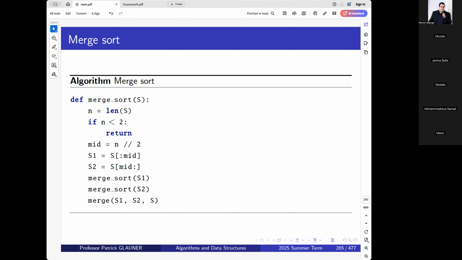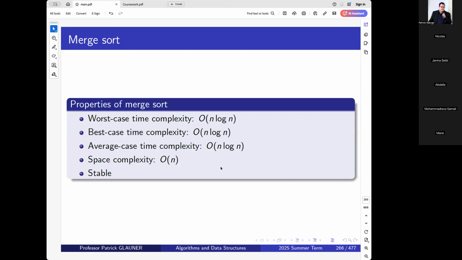A lot of students write n log n, and that's correct. And I'll tell you why. The worst case is n log n, best case and average is also n log n, but we care about the worst case typically. It is stable, which is very helpful, but the space complexity is O of n because we also have all these recursive calls.